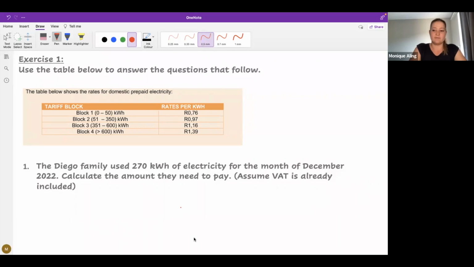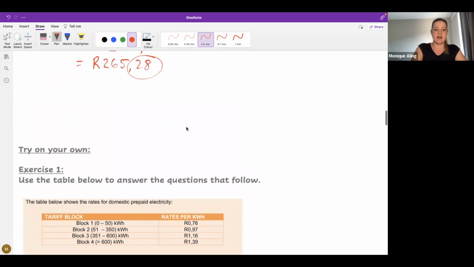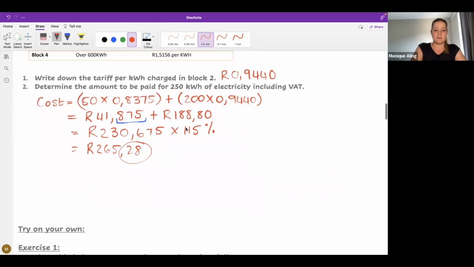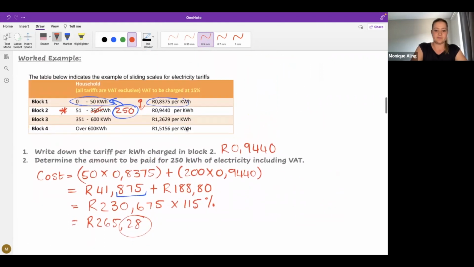Monique, can you please show the example again so that Bianca can take a screenshot? Sure, let's quickly go up. Bianca, please make sure you take a screenshot. If you're done, just make a thumbs up for us.